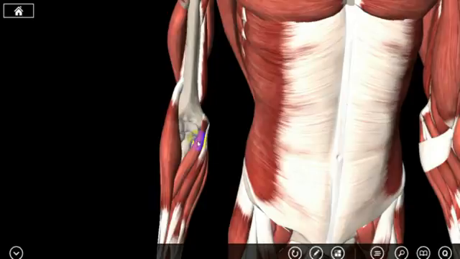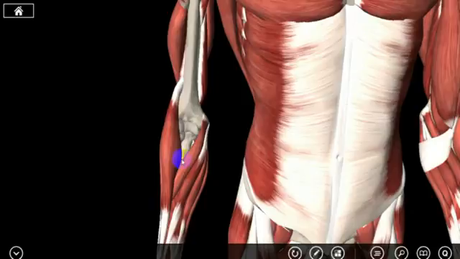cubital fossa. So the apex of the cubital fossa is this junction here, this meeting point of the lateral and the medial boundaries of the cubital fossa. So this meeting point of these two muscles forms the apex of the cubital fossa.